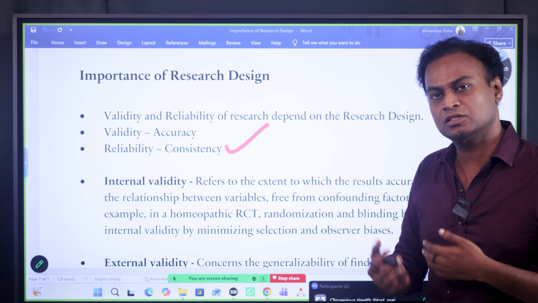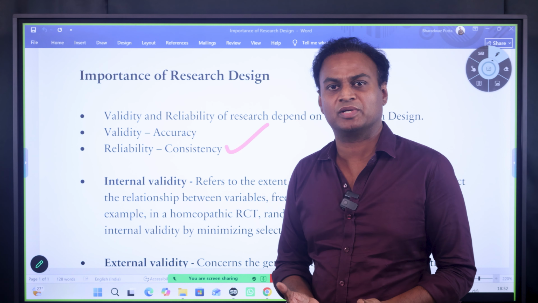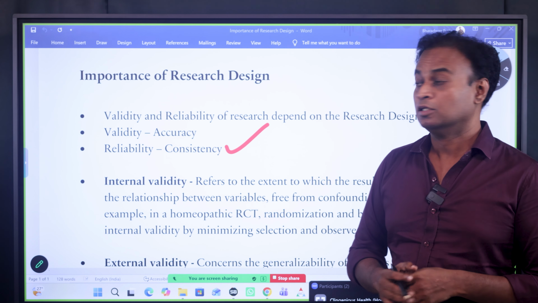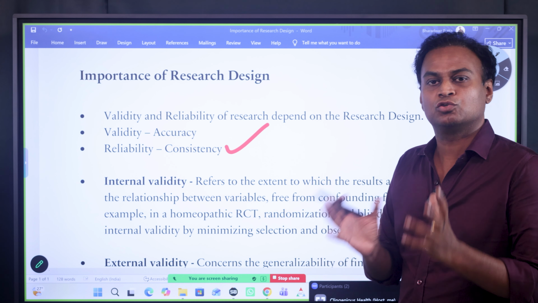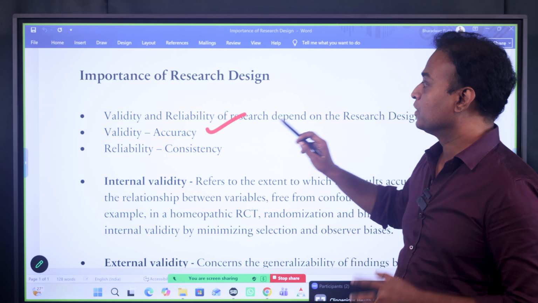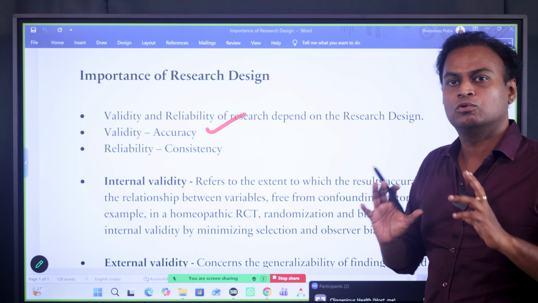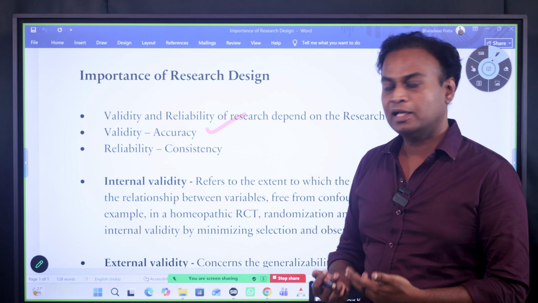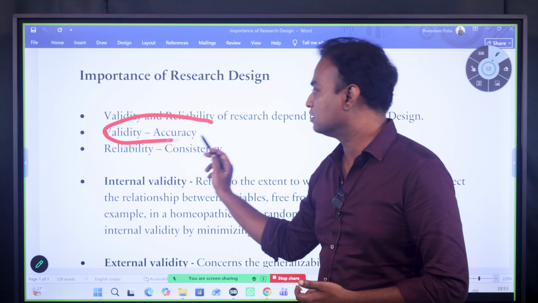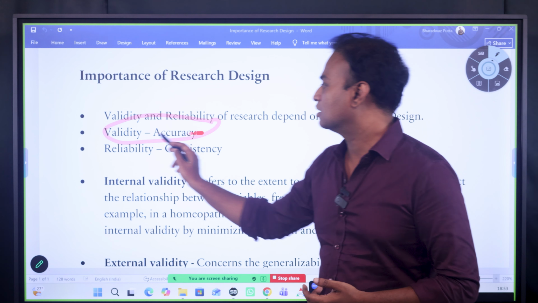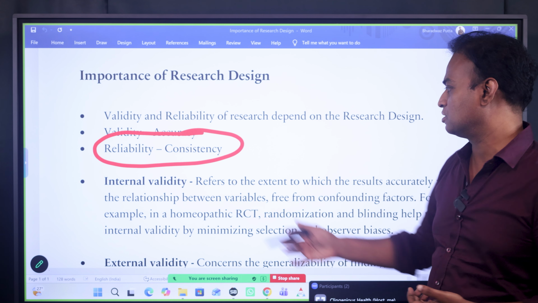So are you producing the same results again and again when you do the same experiment? That is reliability. So how accurate are they to the actual values? That is accuracy. So if you have a good research design, it indirectly helps in validity, that is accuracy, and reliability, that is consistency. This is the importance of the research design.